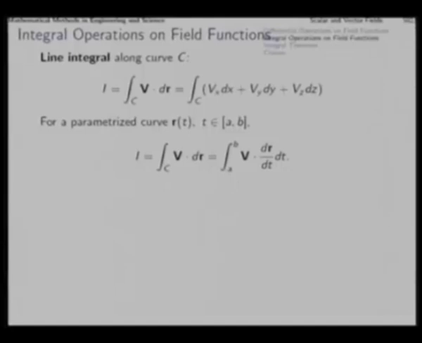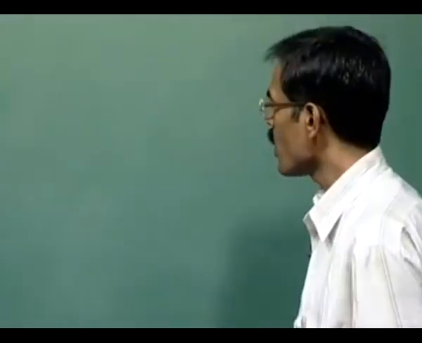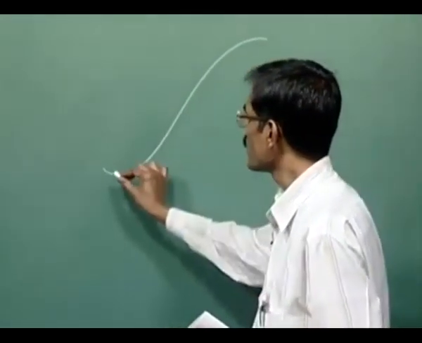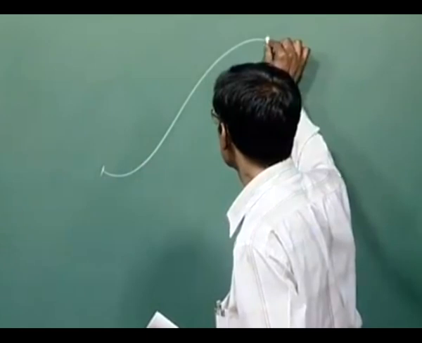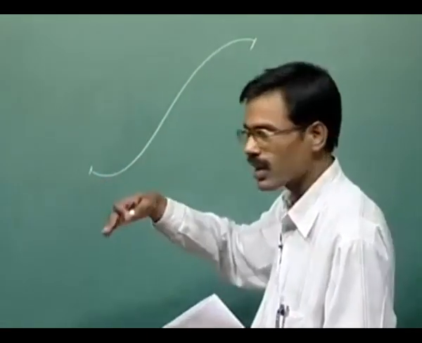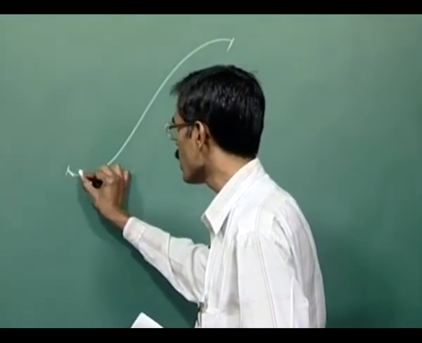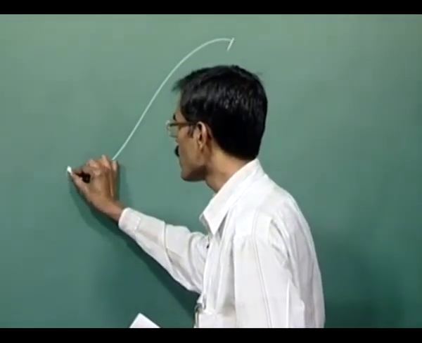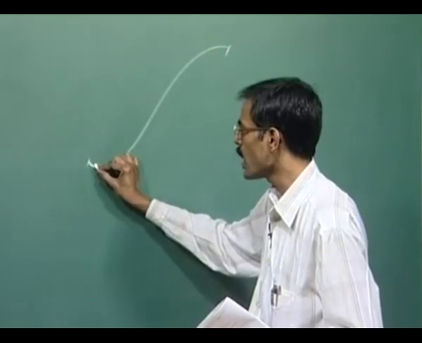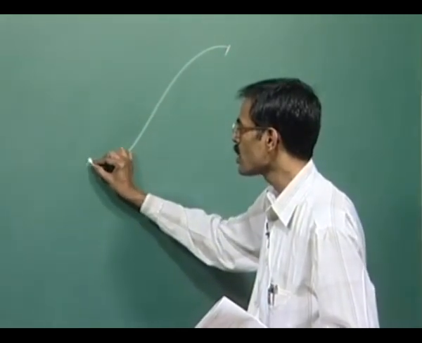The first is the line integral along a curve. So, if you have a vector function v, then along a curve, if you take its integral, that means that you have this curve, and from this point to this point, if you want to take the line integral of a vector function, that means you take v dot a small length element, a small vector displacement element along this curve. So, v dot dr.